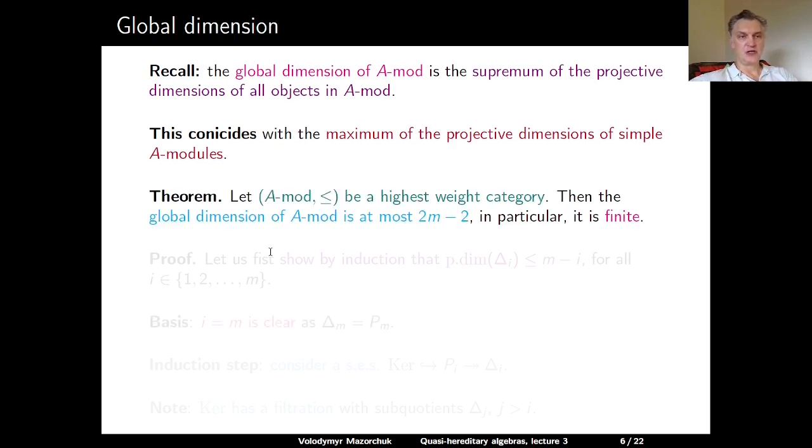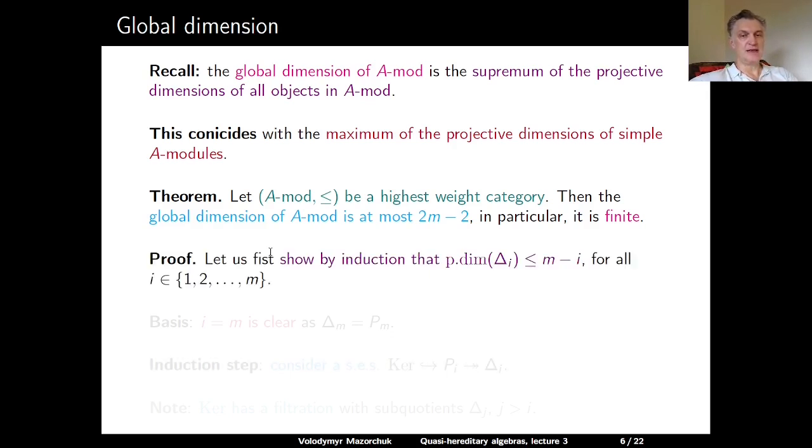So the first homological property for highest weight categories is the following theorem. Assume that A-mod with respect to some linear order less than or equal to is a highest weight category. Then the global dimension of this A-mod is at most 2m minus 2. So here m, as before, is the number of simple A-modules. In particular, the global dimension of A-mod is finite.